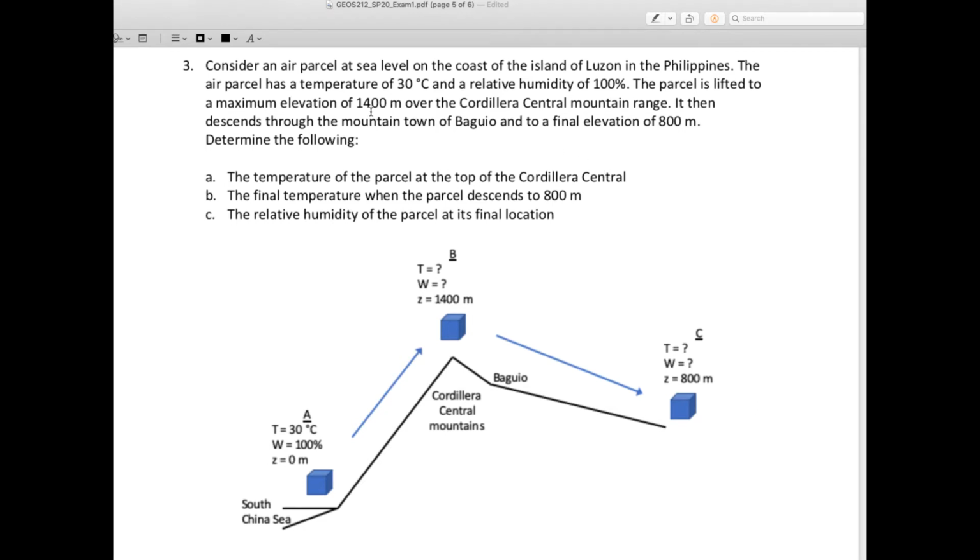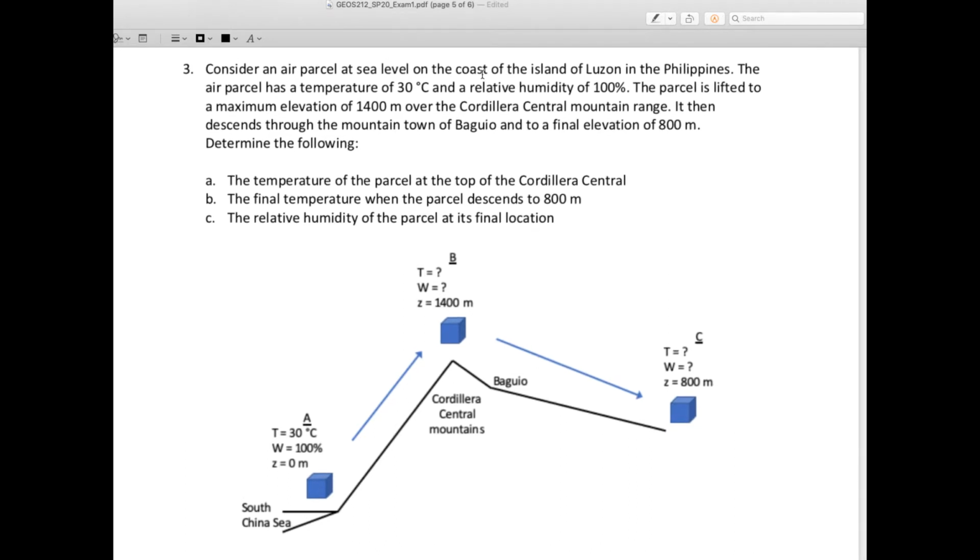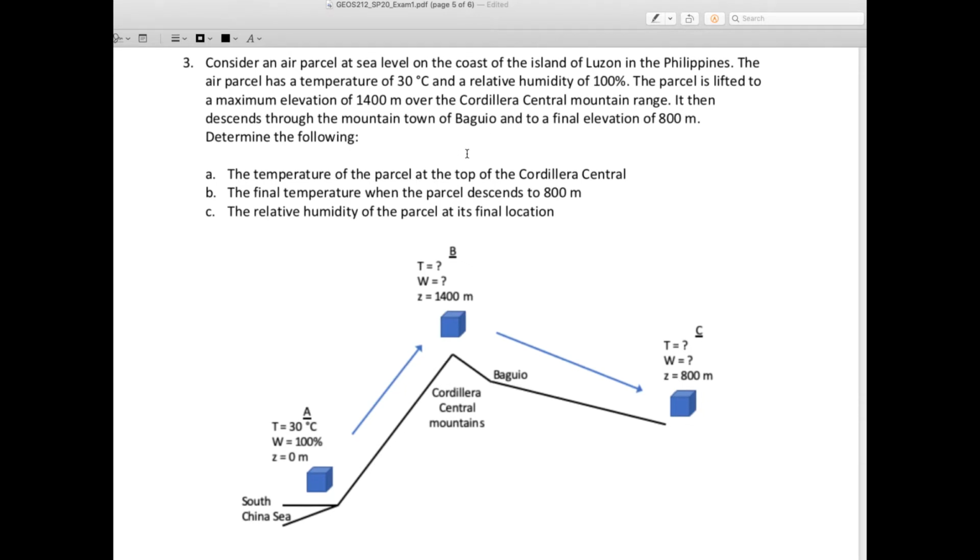Problem 3 says consider an air parcel at sea level on the coast of the island of Luzon in the Philippines. The air parcel has a temperature of 30 degrees and a relative humidity of 100%. The parcel is lifted to a maximum elevation of 1,400 meters over the Cordillera Central mountain range. It then descends through the mountain town of Baguio to a final elevation of 800 meters. And the question asks us to determine the following.